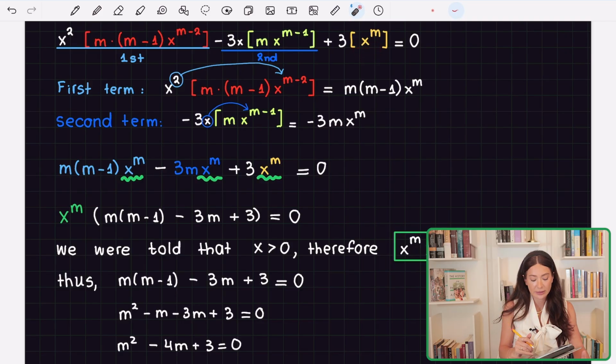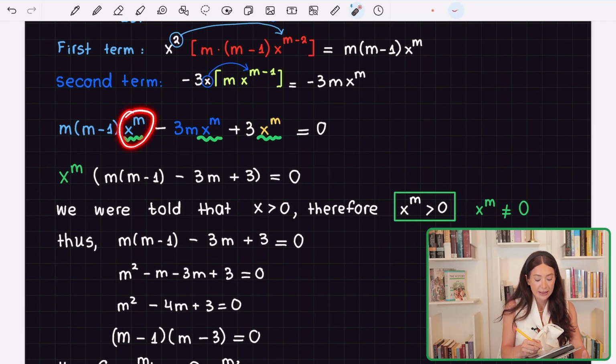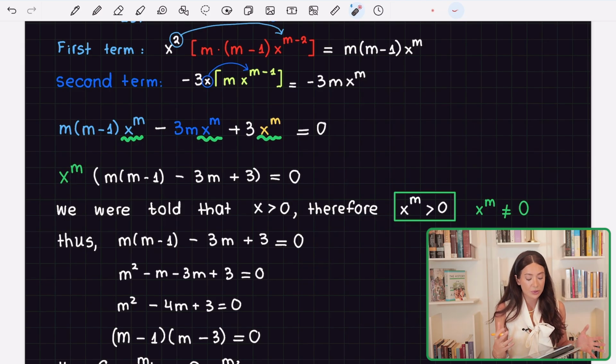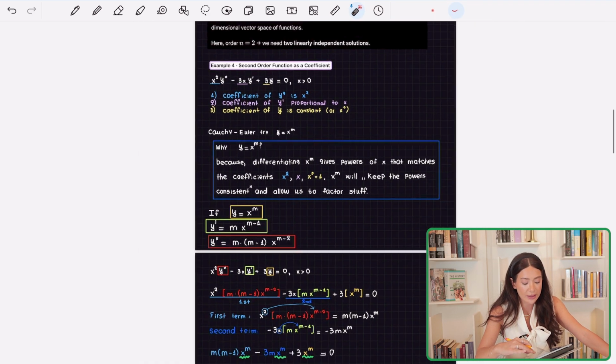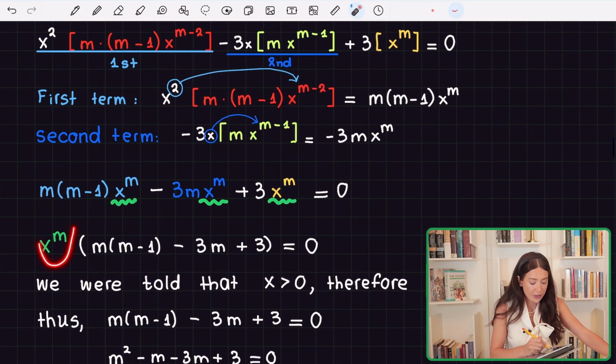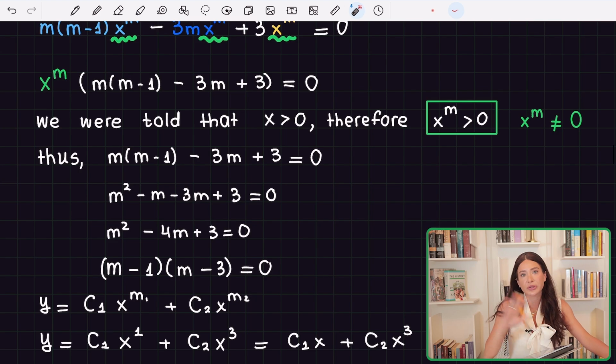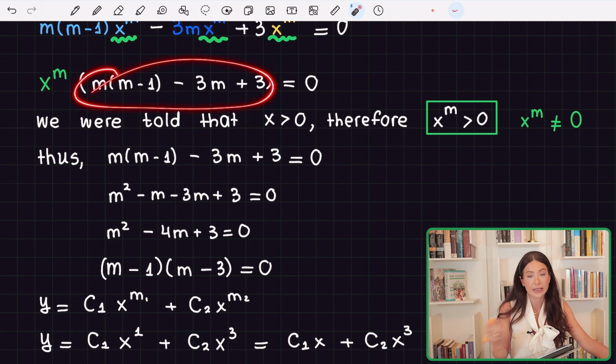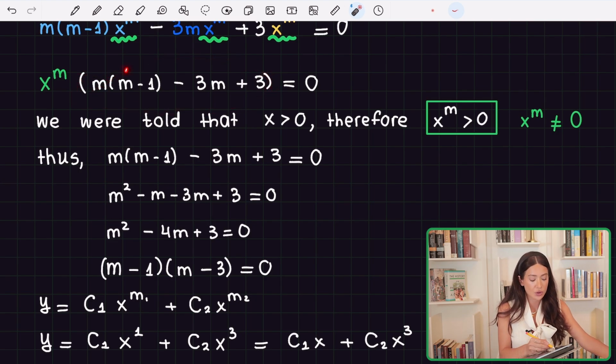Here, let's just leave it how it is. And x raised to the mth power, we're able to factor that. So since I'm able to factor this, I'm left with this expression. And with Cauchy-Euler, usually you are given some sort of condition, okay, x is more than 0. If x is more than 0, I know that this right here is not going to be 0, so this other expression has to be 0. So I will just work on this.